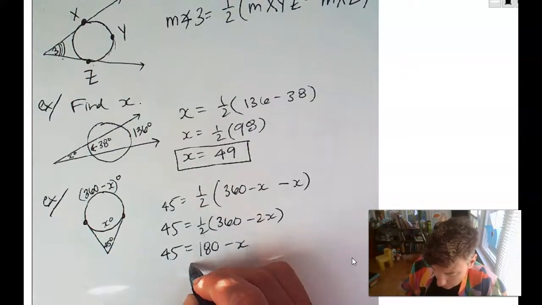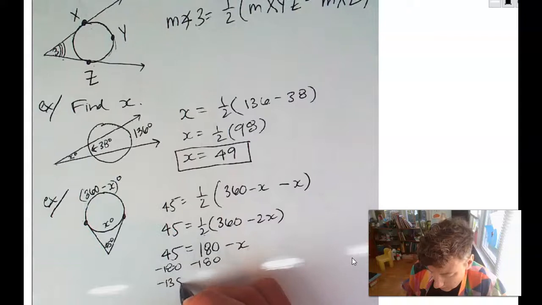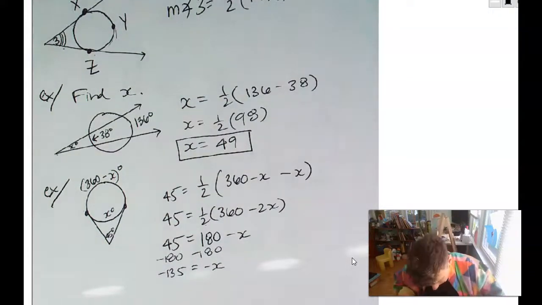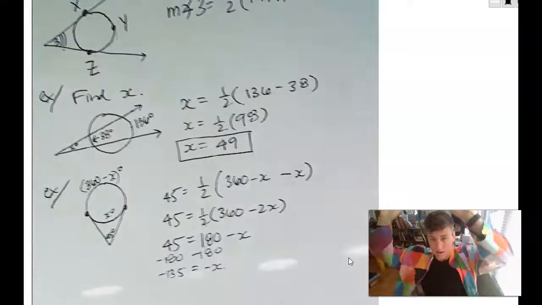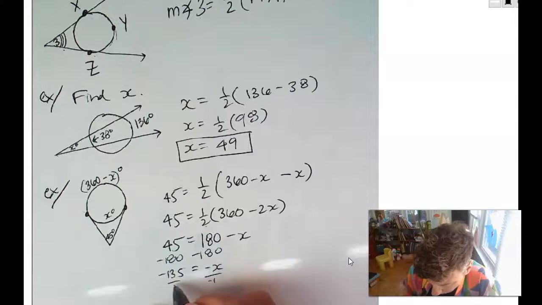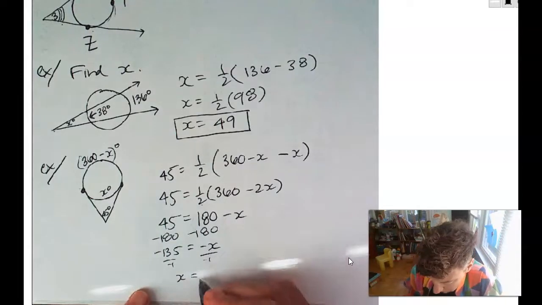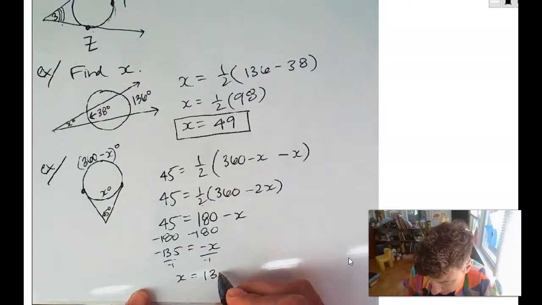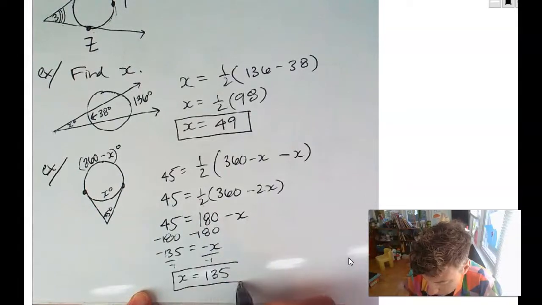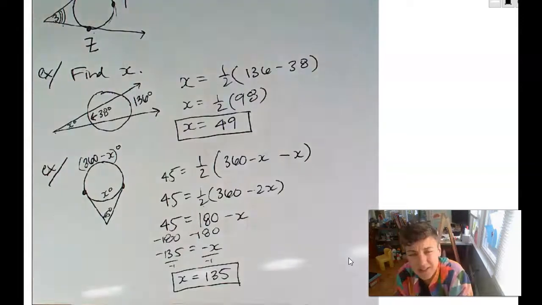Alright, let's subtract 180 on both sides. We'll get -135 equals -X, which means, when we divide by -1, we shall get that X equals 135. Cool beans.